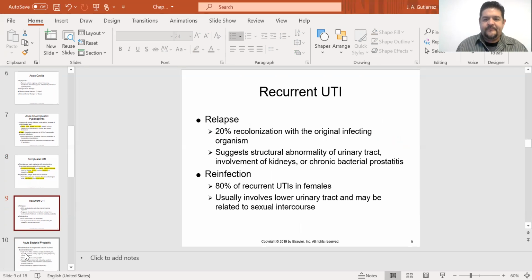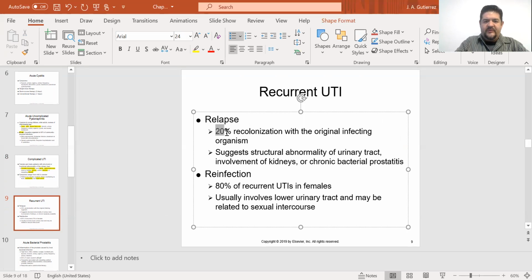Regarding recurring UTIs, 20% of patients will have a relapse with the same bacteria. And usually this will tell the doctor, hey, you know what? There might be an abnormality or a change in the quality of the lumen of the urinary tract.